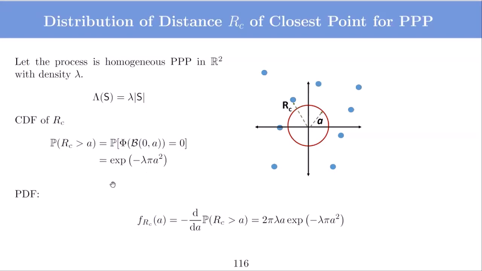And from this CCDF, we can also compute the PDF. The PDF is given as the derivative of the CDF, or the minus derivative of the CCDF. So if I differentiate it, I get this one. This is the PDF of the closest point distance, which we also call the contact distance distribution. This R_C, the closest point distance, is known as the contact distance, and this is the contact distance distribution. Note that instead of the origin, if you take any other point, the distribution will still be the same because this is a stationary point process.